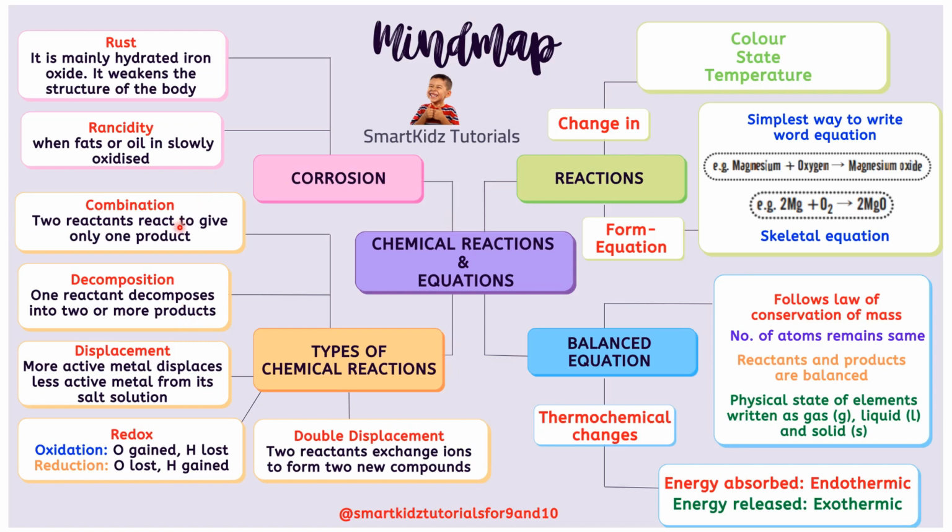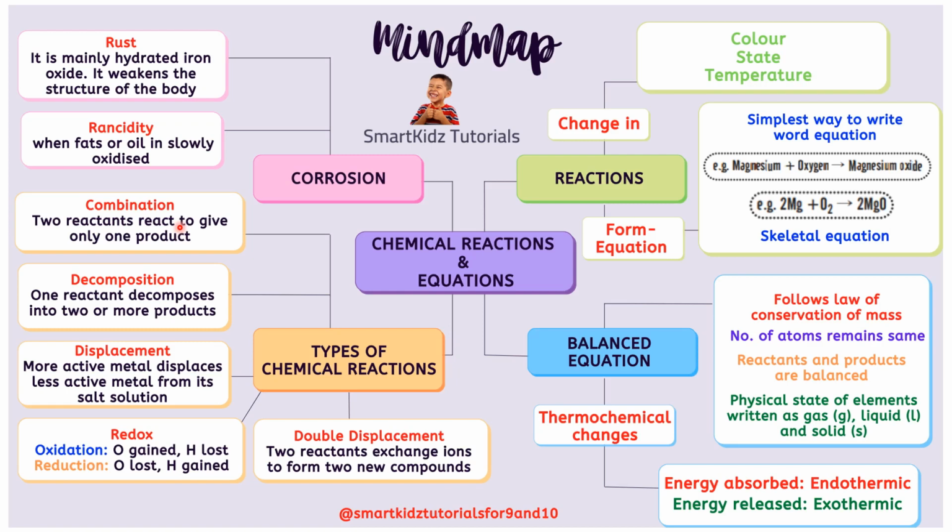We have combination, where two reactants combine to give one product. Decomposition, where one reactant decomposes into two or more products. Then you have displacement, wherein an active metal displaces a less active metal from its salt solution. And double displacement, where two reactants just exchange partners.